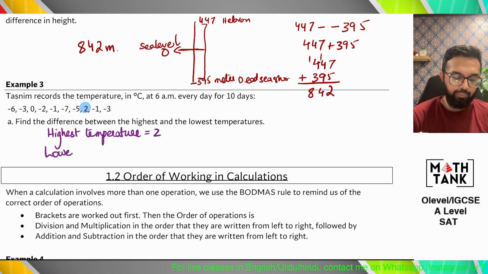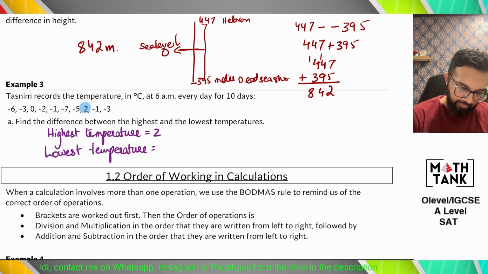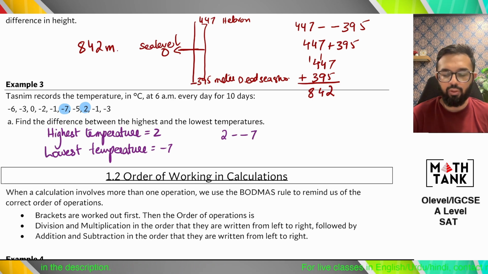What is the lowest temperature? Let's figure out the lowest temperature. I can see a minus 7. Yeah, that should be the lowest temperature, minus 7. So what is the difference? 2 minus minus 7. And like I explained before, two negatives become a positive. So that becomes 2 plus 7, which becomes 9. Okay, so the difference between the highest and lowest temperatures is 9 degrees centigrade if I want to write the unit as well.